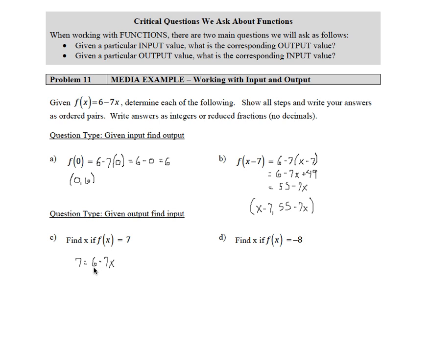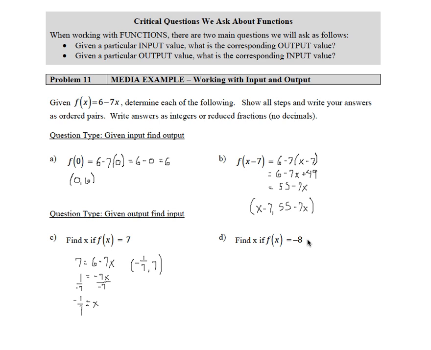So I'm going to subtract 6 from both sides. That's going to give me a 1 here, equals negative 7x. Then I'm going to divide both sides by negative 7. That gives me my final result of negative 1/7. And then I write my ordered pair. Now remember, what we found was the input. So that's going to be first, and then 7 is the output. So there's my ordered pair.